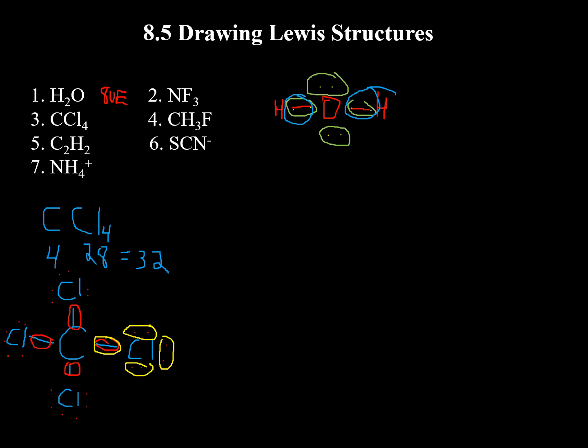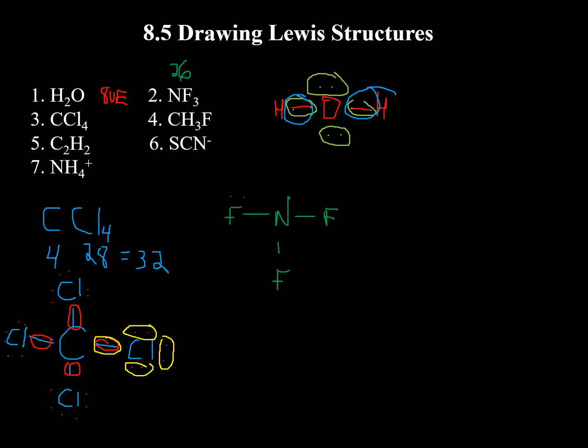Let's look at another one. We can try NF3, number 2. NF3 has a total of 26 valence electrons. I'll let you do the work here: 5 from the nitrogen, 21 from the fluorine. Again, you need a periodic table in front of you. So the N goes in the middle. The fluorines go on the outside. And we need to make sure we use up our 26.